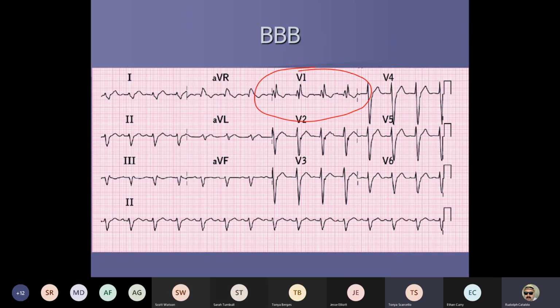All my other leads look kind of messed up, but here's how I tell what's going on. That is what's called a bundle branch block. It means that there is a blockage in one of my bundle branches, right? So it delays conduction. When conduction gets delayed, it takes more time to get through. Remember, those small boxes equal time as well. So it's taking a little bit longer to get through.